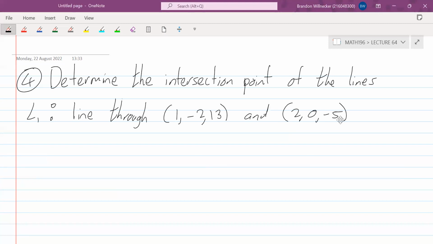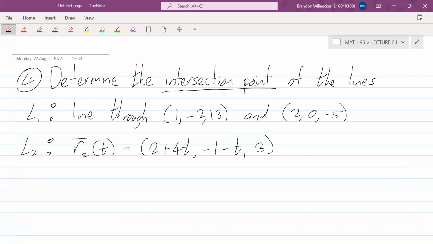So we're not given the equation of the line, but we're given 2 points, and that's enough to find the equation of the line. So that's fine. What about L2? This is given by R2 of t, which is (2 plus 4t, -1 minus t, 3). So we're given the parametric form of L2. We want to know what is the intersection point between the 2 lines.